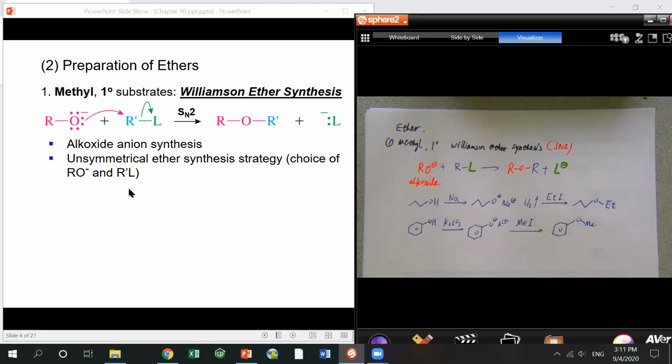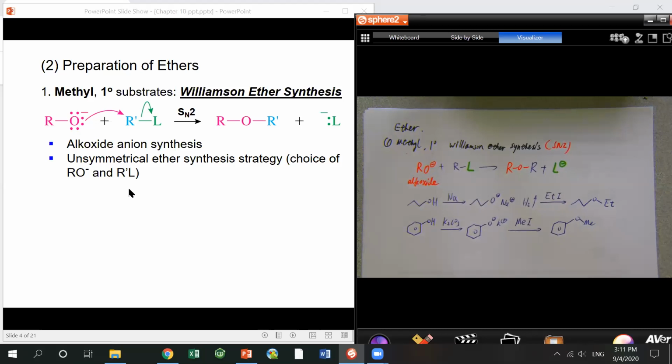Another important thing for this reaction: when making ethers, you have to be careful. For unsymmetrical ether synthesis, which one do you use as the alkoxide and which one as the substrate? What does that mean? Let me give you one example. Say I want to make this ether, where one branch is an ethyl group and the other is an isopropyl group.